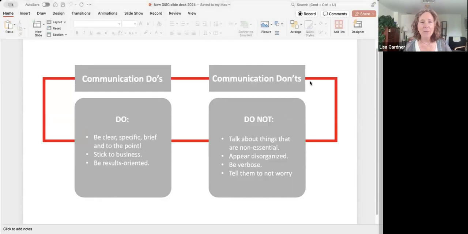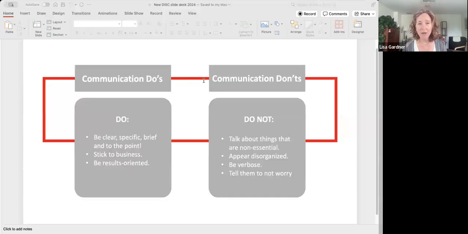All right, communication do's and don'ts. So pay attention to this part in each of the styles. It will be some of the most useful advice when it comes to getting the most out of other people. Many people find that getting along with the high D can be challenging. Here are some tips to help out.